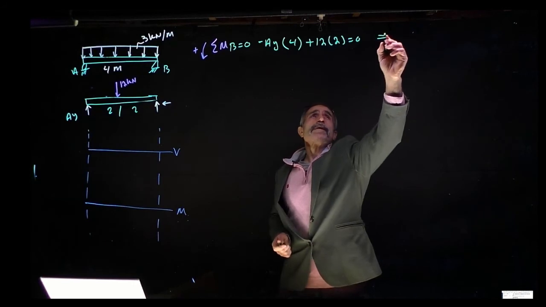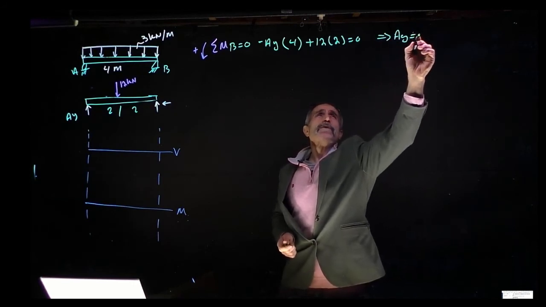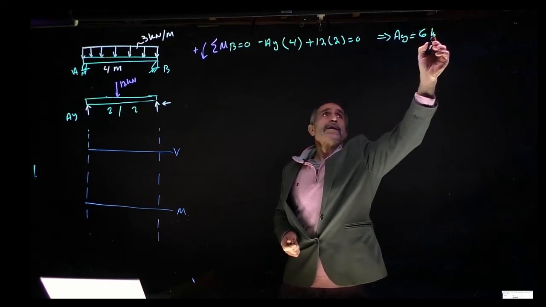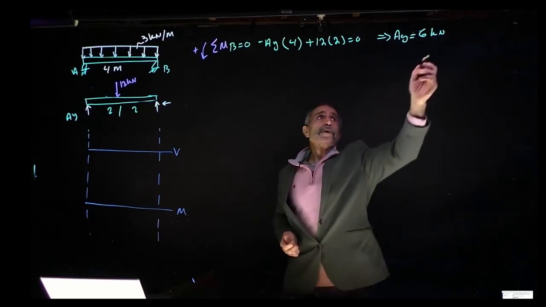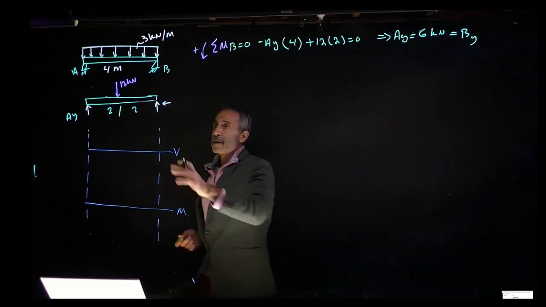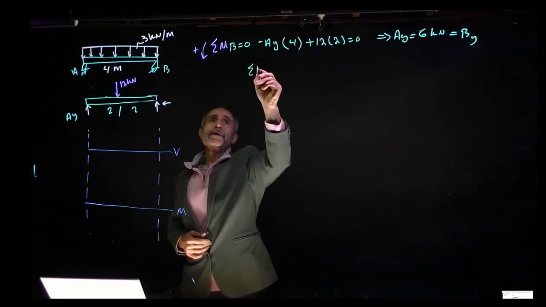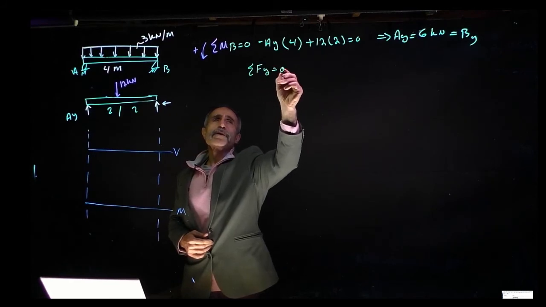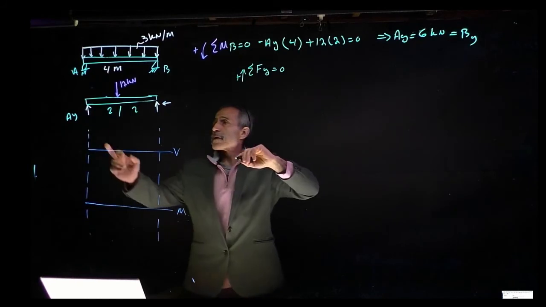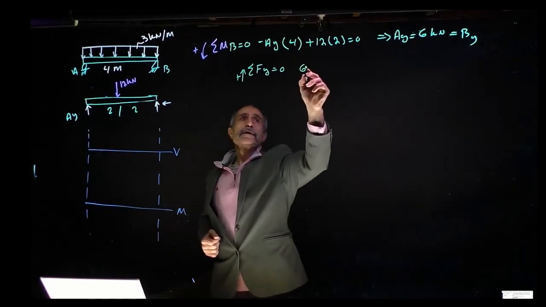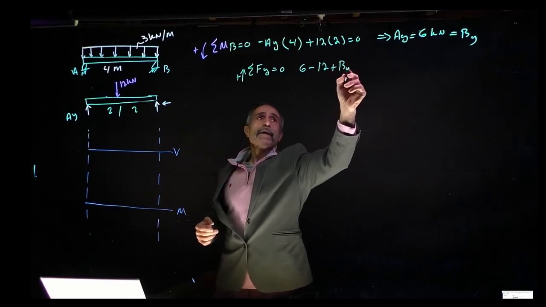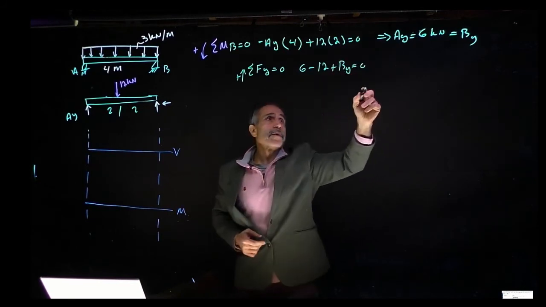So therefore, AY comes out to 6 kilonewton, which is basically equal to BY. Because if you do summation FOY, it comes out the same. Summation FOY is equal to 0. Going up is positive. I have, this became 6. 6 minus 12 plus BY equals 0, and that's why BY became 6.